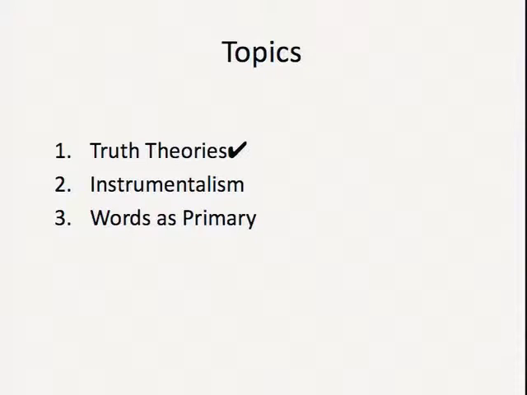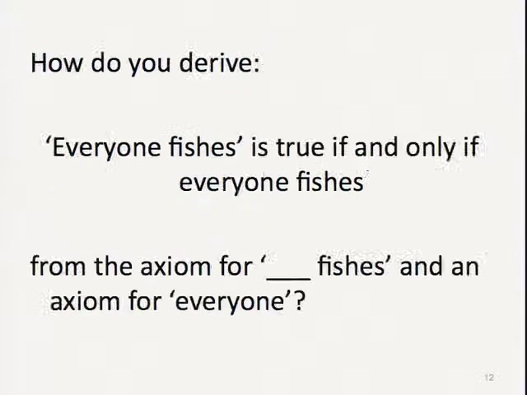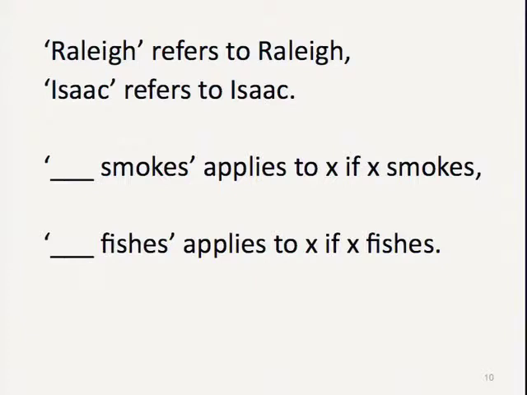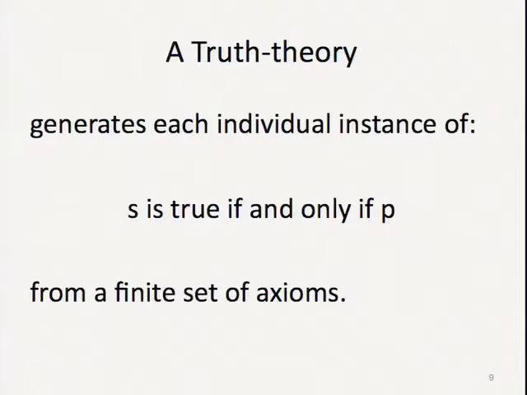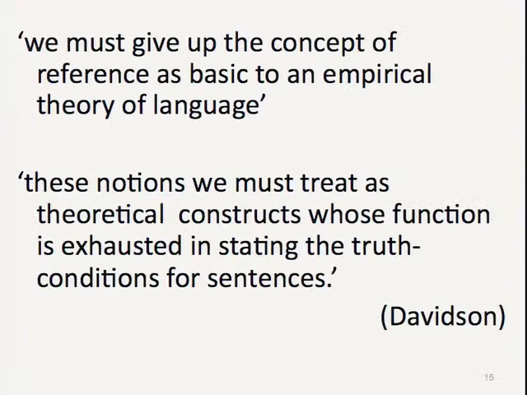Okay? So the notion of reference, what you're using the notion of reference for in this kind of account is for getting these kind of axioms that let you generate these SP pairings. Yeah, that's what talk about reference does. It lets you generate these SP pairings for your language. And this is where Davidson's instrumentalism comes in. Davidson's idea was, we've got to give up the concept of reference as basic to an empirical theory of language. Notions like the reference of a name or what it takes for a sign to apply to an object, these notions we must treat as theoretical constructs whose function is exhausted in stating the truth conditions for sentences.